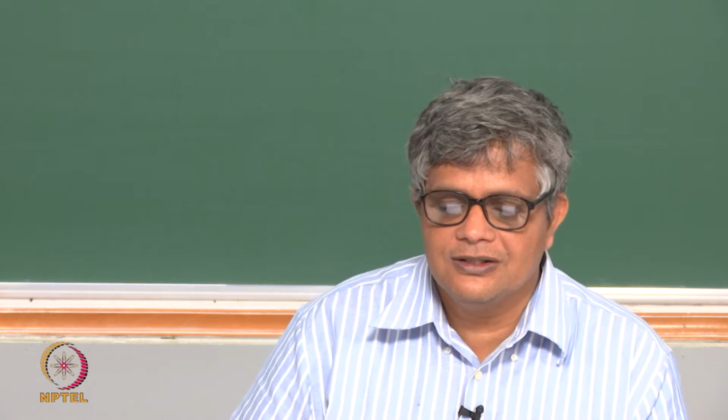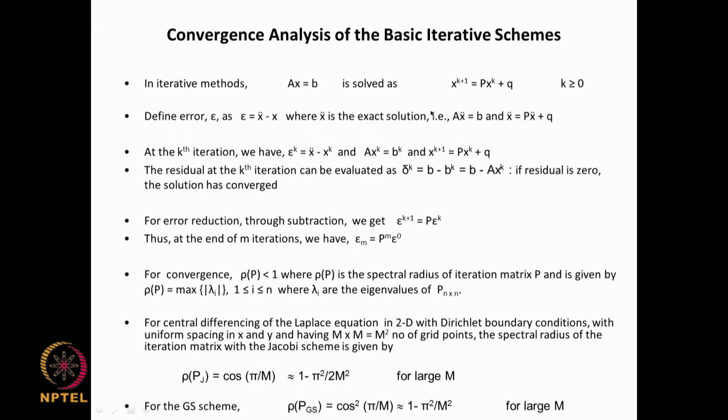So, in iterative methods we have Ax = b solved as x^(k+1) = P x^k + q for k greater than or equal to 0. So, k equal to 0 is the initial guess, and from that we get x1, x2, x3 and so on. We define the error epsilon here using x double dot, which is the exact solution. That double dot is just an easy way of writing it using the script language that is available.